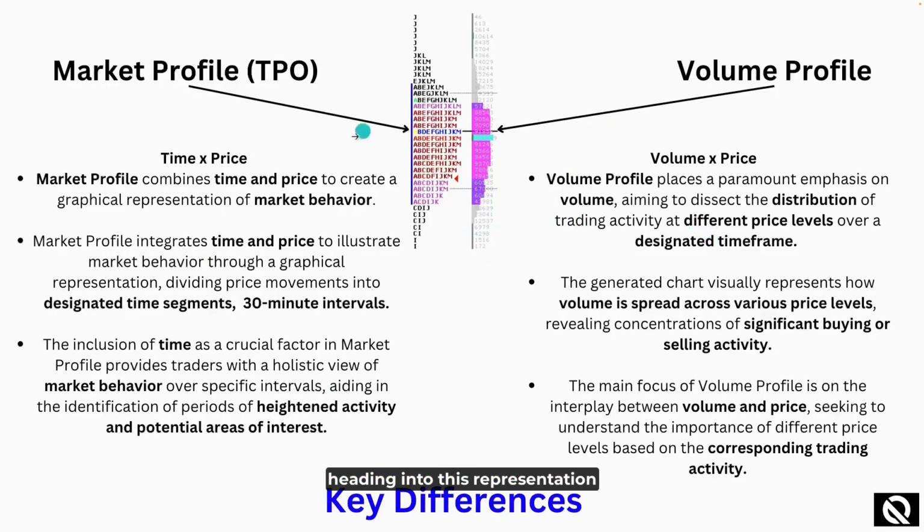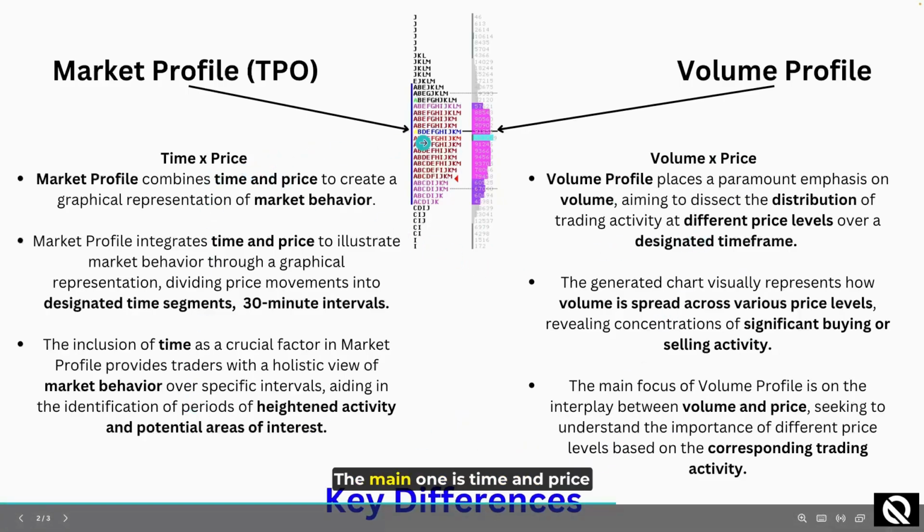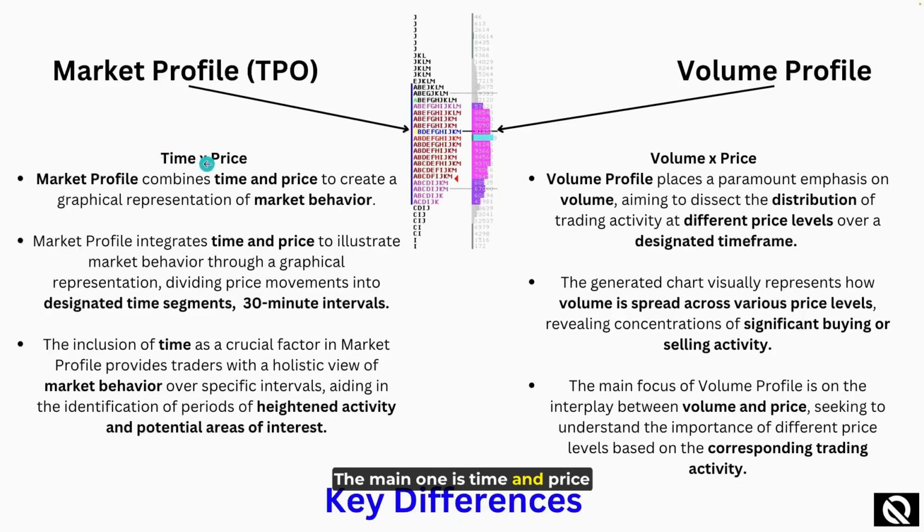So heading into this representation here, we can see some of the key differences that we highlight right here. The main one is time and price for the market profile, and volume and price for the volume profile, okay? So with market profile we can tell some of the nuances of the market. For example, if the market had a poor low, if it had excess and so on. While in the volume profile we can just see where the most volume was traded and the high volume nodes and stuff like that, okay?